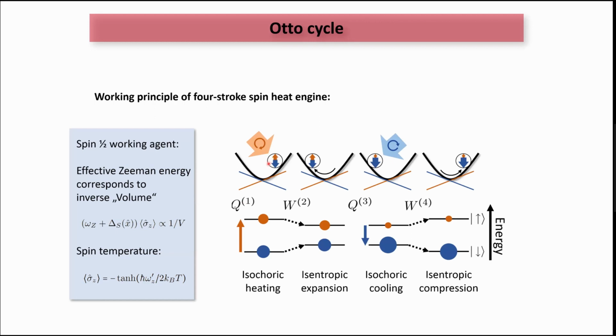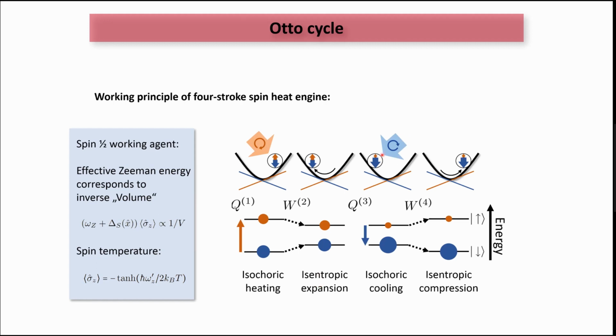So we have a spin 1/2 ion oscillating in the harmonic oscillator potential with the additional AC Stark shift potential. We do an optical pumping, which is short compared to the oscillation period here, which then provides isochoric heating. Then the ion oscillates from the right to the left. The energy spacing becomes smaller, so this would be isentropic expansion.